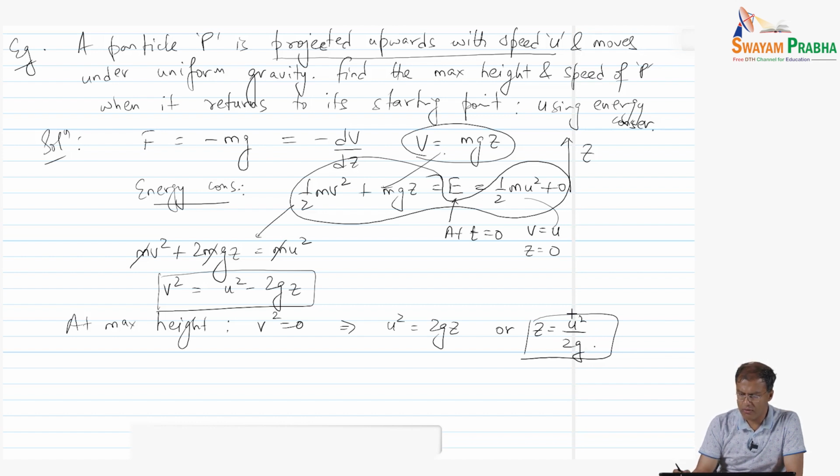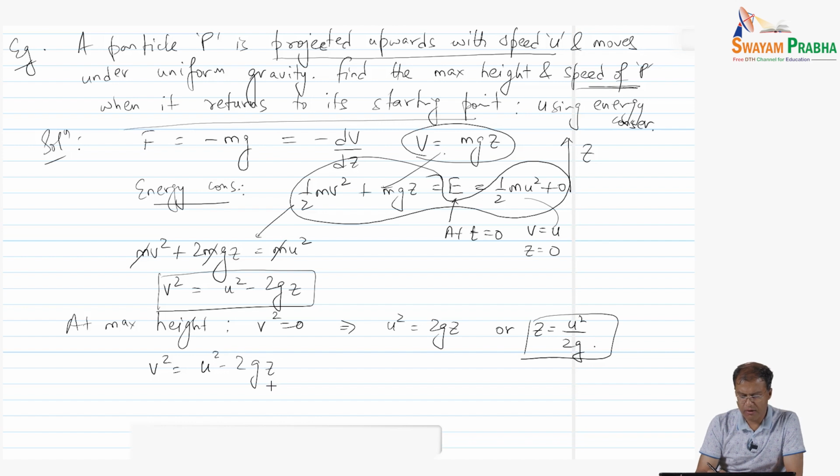And now we also have to find the speed of the particle when it returns to its starting point. Well, we can directly use energy conservation. So using energy conservation, we have v squared is u squared minus 2gz.